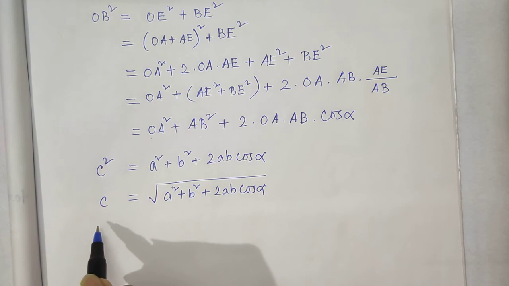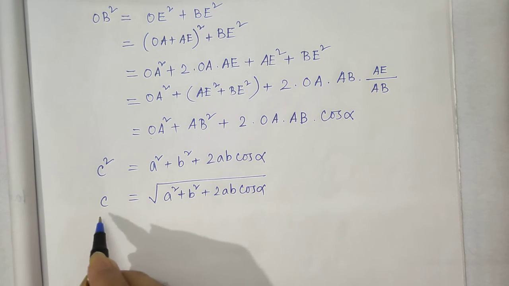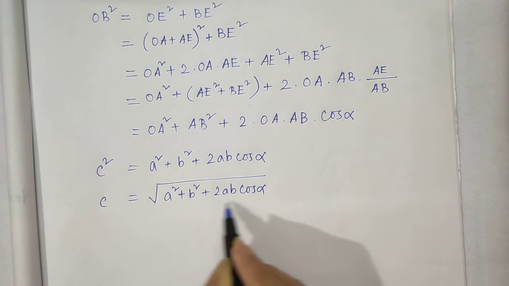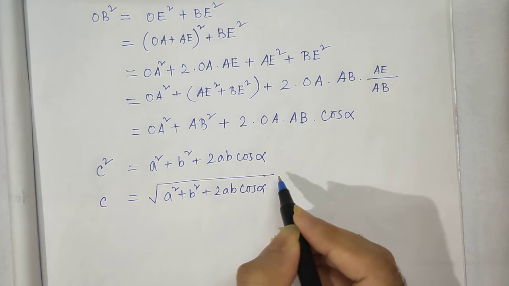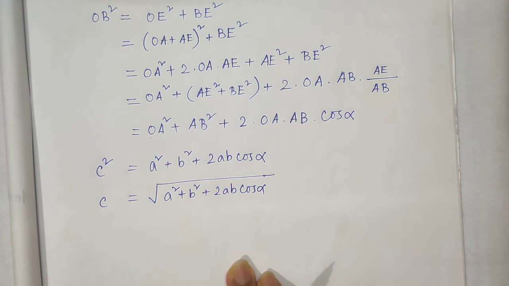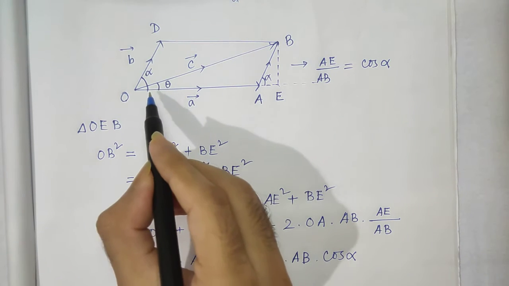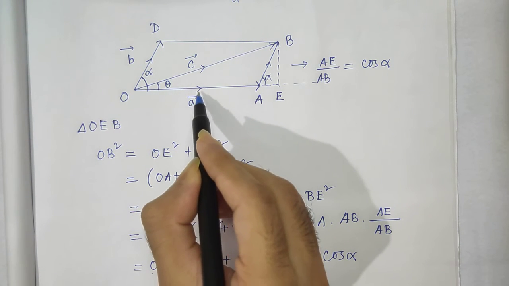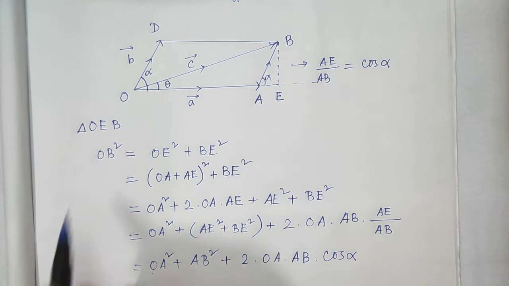Excellent. We have successfully calculated the magnitude of the resultant vector, which is c. So this is the magnitude of the resultant vector. Now how about the direction? Remember, we have denoted the angle between the vector a and c by theta. We will use this.